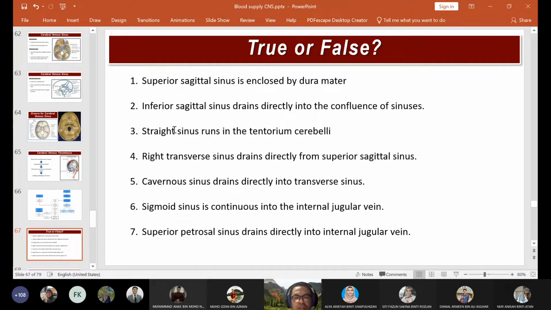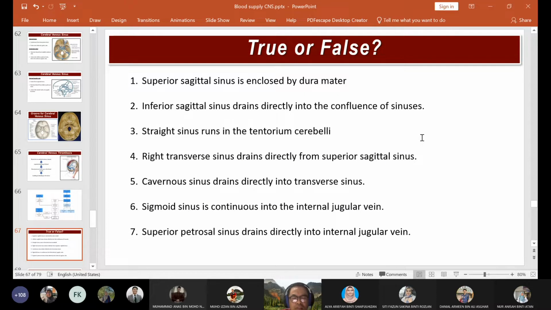Straight sinus runs in the tentorium cerebelli. True. Very good. Right transverse sinus drains directly from superior sagittal sinus. True. Very good. Cavernous sinus drains directly into transverse sinus. False. Very good. Sigmoid sinus is continuous into the internal jugular vein. True. Very good.